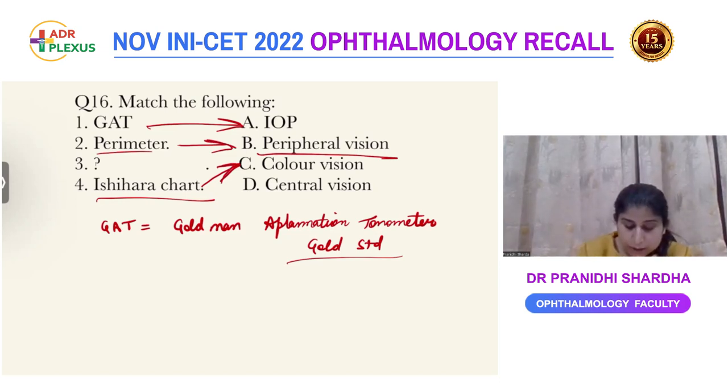These are the options which we can easily match. The third option, or the type of investigation, could not be recollected, but the left option is only central vision. It can be the answer to this question. So the matching is GAT with IOP, Ishihara chart with color vision, perimetry for peripheral vision.